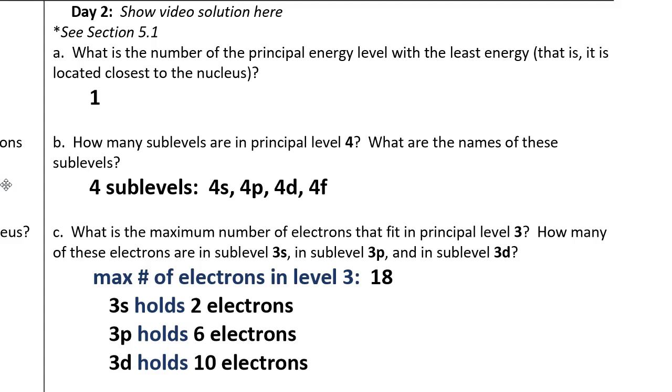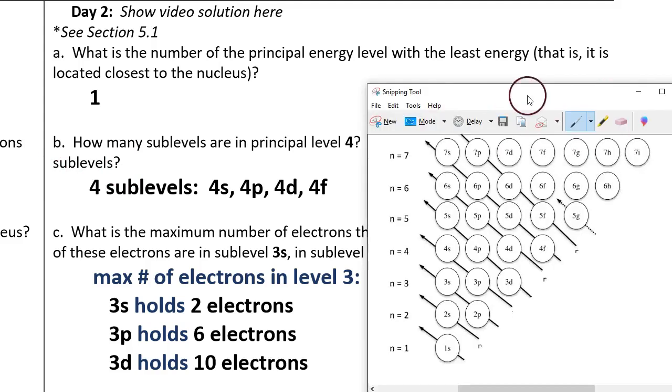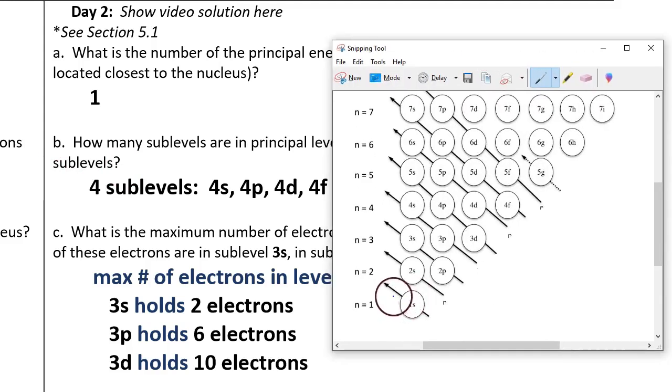Again, hopefully you would just know that based on your understanding, but you can get that answer from the Aufbau diagram. Find all of the sublevels in this diagram that have a 4 in their name. So you would see 4s, 4p, 4d, and 4f, four sublevels.